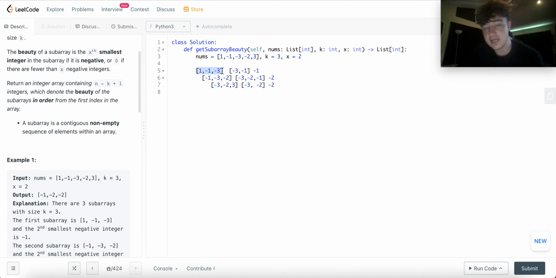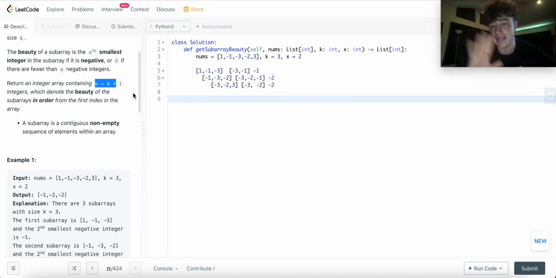We looked at this subarray. We found the negative ones. We looked at the second smallest one. We looked at this subarray, everything that was negative, the second smallest one. We look at this subarray, looked at everything that was negative, and the smallest one. So in terms of time, we would have to look at all n minus k plus 1 subarrays. So basically n subarrays, proportional to n.